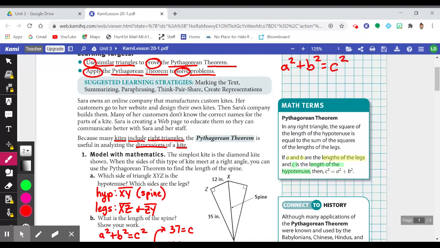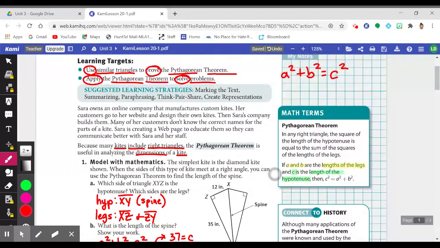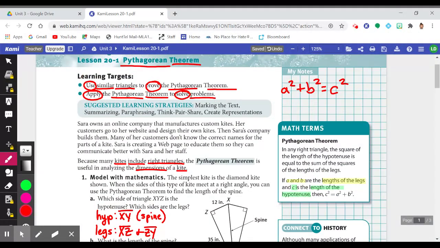So we have an example here with a kite, and our task is to use the Pythagorean Theorem to find the length of what's called the spine in a kite. I never knew it was referred to as the spine of a kite, but that's what it is, this middle section here. They ask you to first identify which side of the triangle is the hypotenuse and which sides are the legs. The reason we do that is so that we properly plug in measurements for a, b, and c.